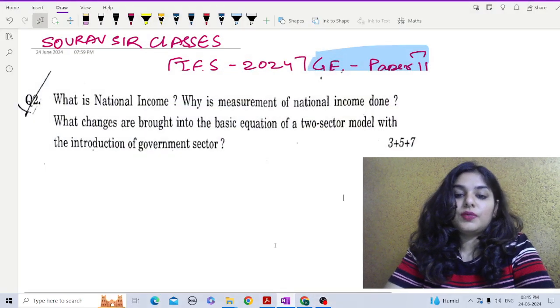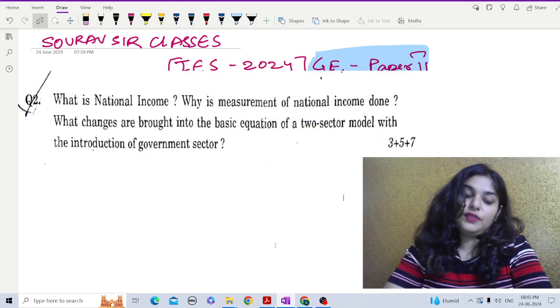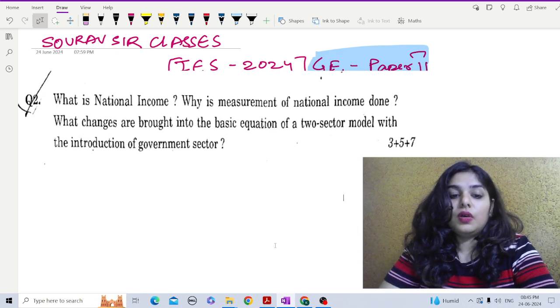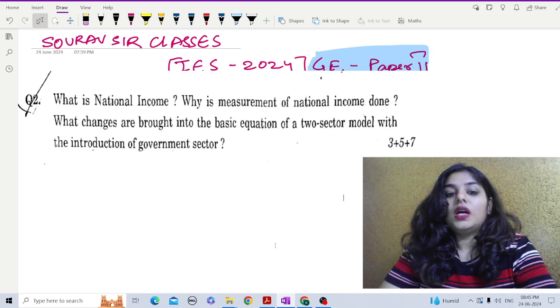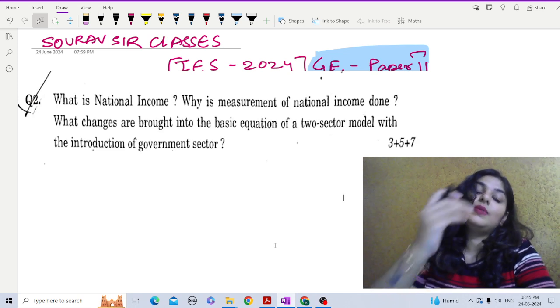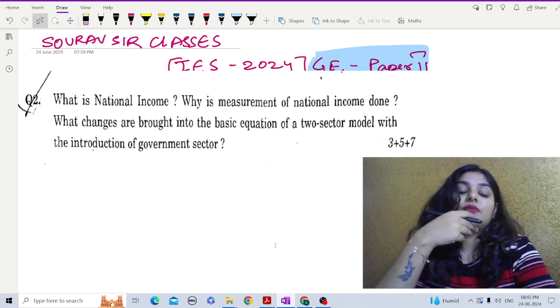So here is question number 2 from the GE paper 2 of Indian Economic Service 2024. The question is, you are asked to write about national income, and you have to answer what changes are brought into the basic equation of a two-sector model. Two-sector means what? When in national income we only consider household and firms, that is two sectors.